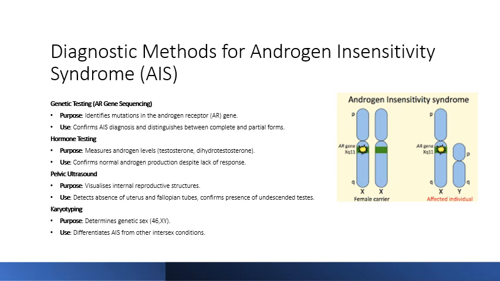We can also do a pelvic ultrasound, and this visualizes internal reproductive structures and detects absence of uterus and the fallopian tubes and confirms the presence of undescended testes.